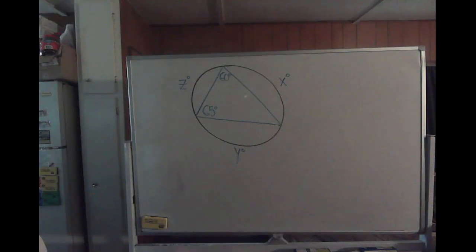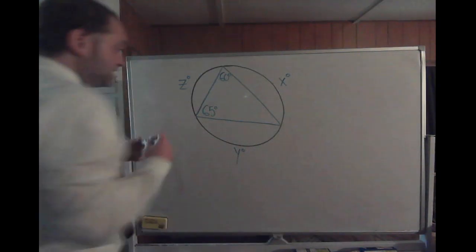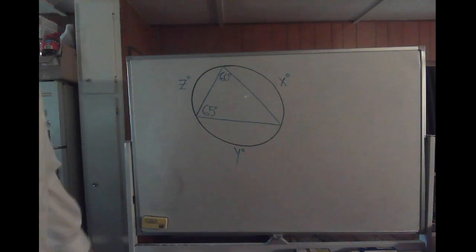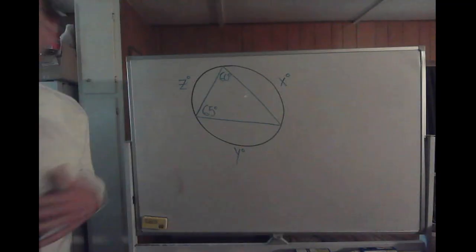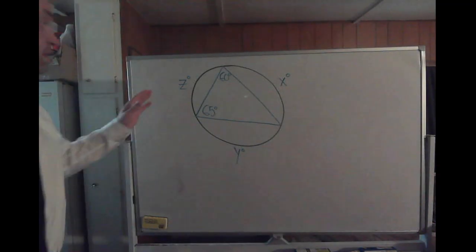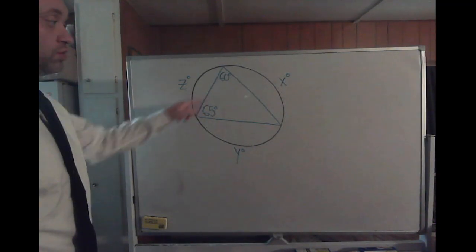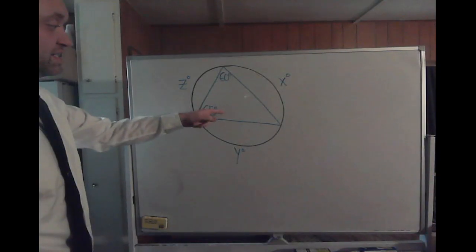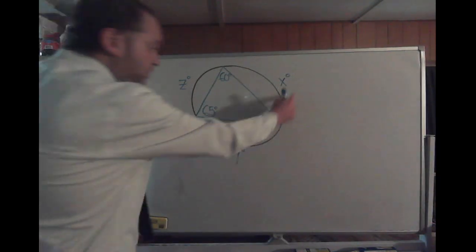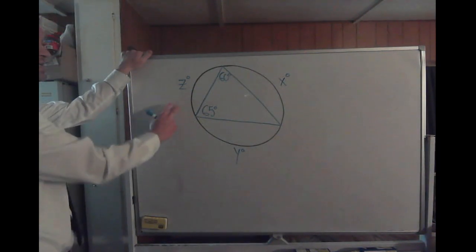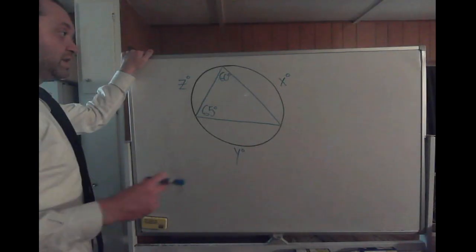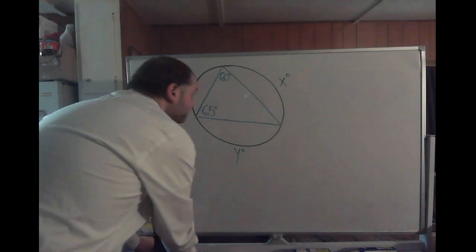This time we have a circle with an inscribed triangle. We have a triangle with two angle measures of 60 and 65, and we have to solve for all the arc measures of x, y, and z. Let's look at x first.